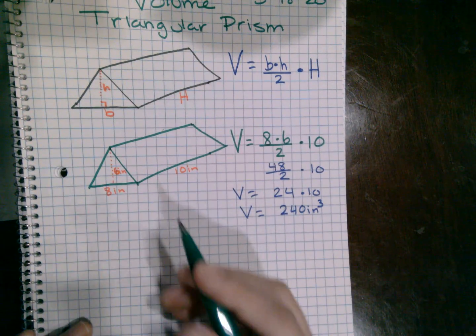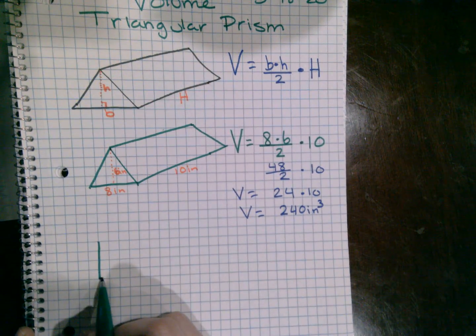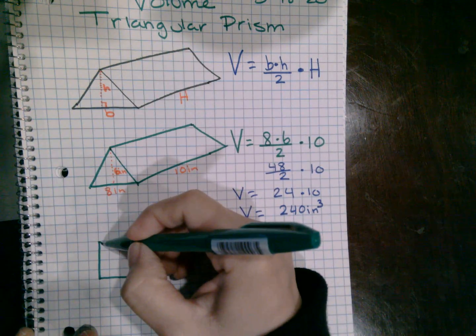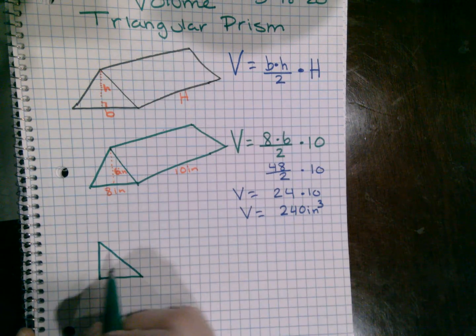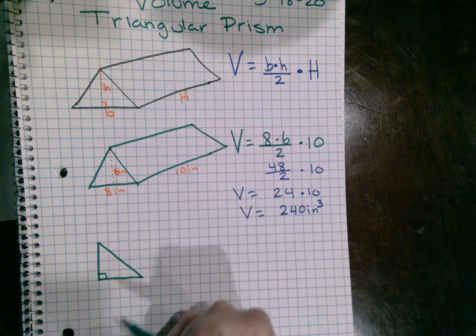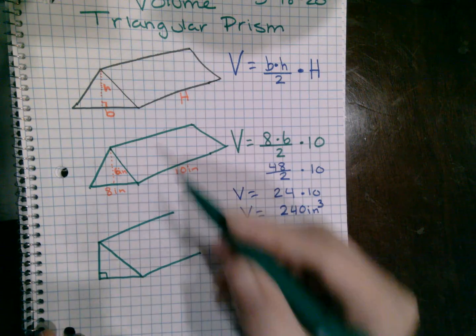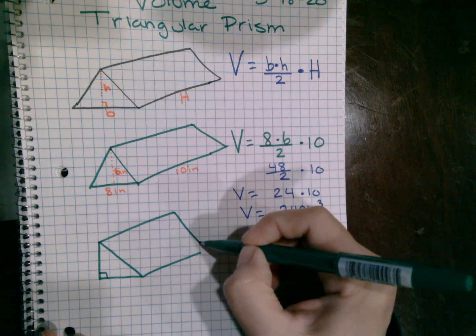Okay. Let's do a right triangle. We'll start off with the right triangle. Why is this a right triangle? I have a 90-degree angle right there, and I'm going to make it 3D. Drop this down.